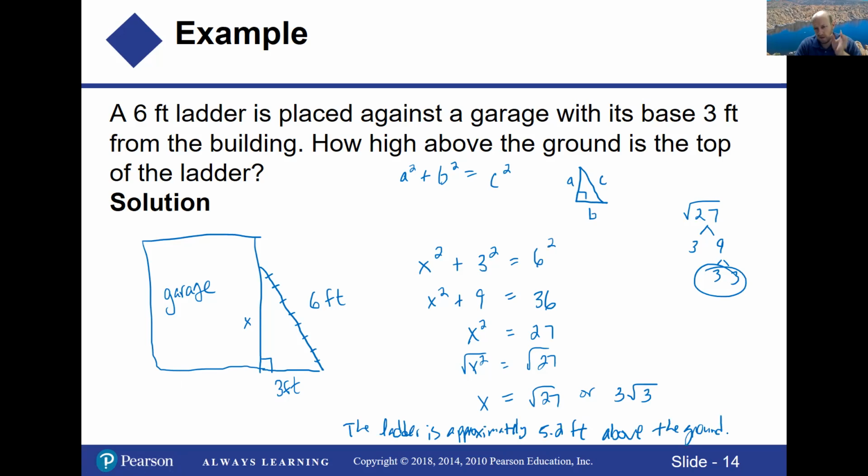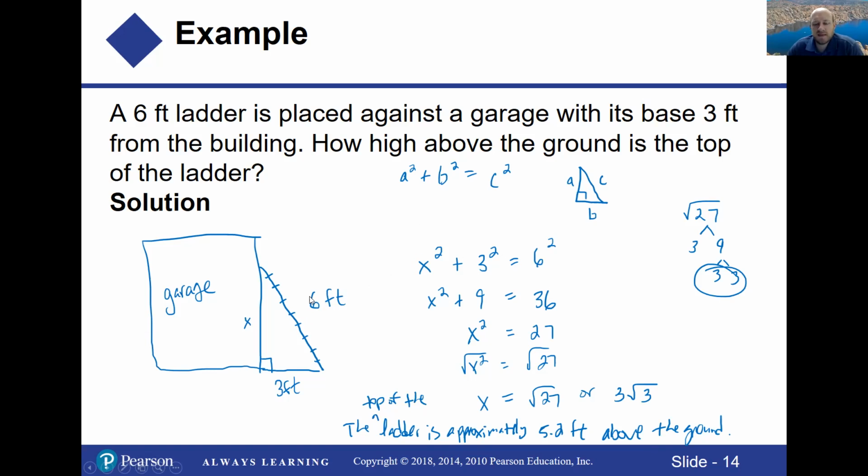Okay, well, you guys kind of know what I'm saying, that the top of the ladder is approximately 5.2 feet above the ground. There we go. Okay, so that's how you would solve something like that if you had that on your homework or something. Okay, you have to use the Pythagorean theorem.